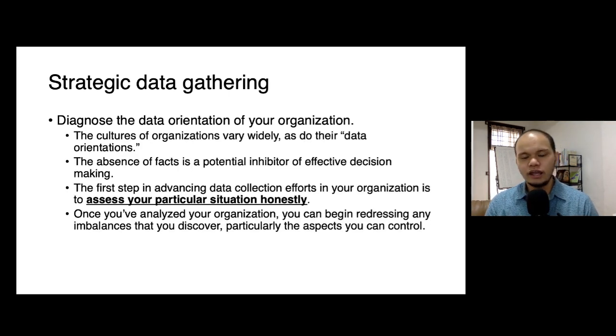Now, the first idea, diagnosing the data orientation of your organization. The cultures of organizations vary widely as to their data orientations, how they view data. That's one way for us to look at what data orientation means. Now, the absence of facts is a potential inhibitor for effective decision making. I mean, you would probably experience it yourself. If you are not the type to gather data, then it would be very difficult for you to make decisions when it would be perfectly normal to gather data.